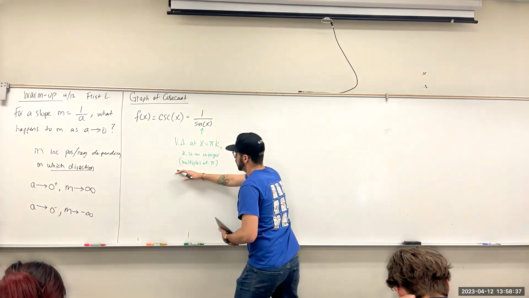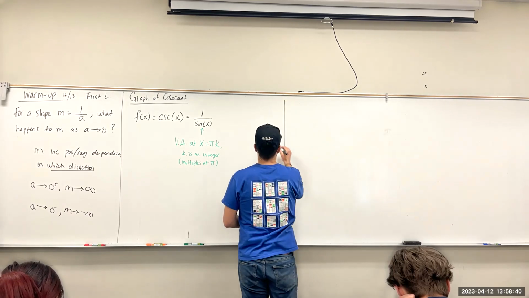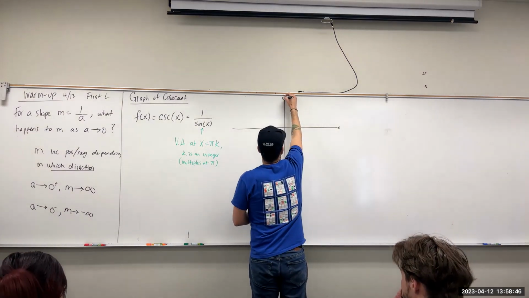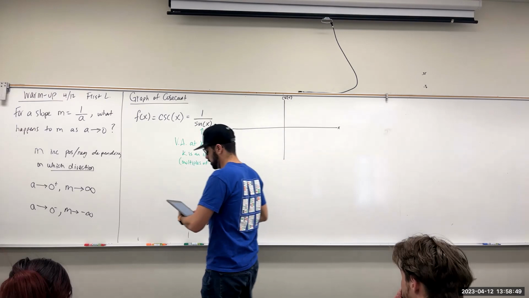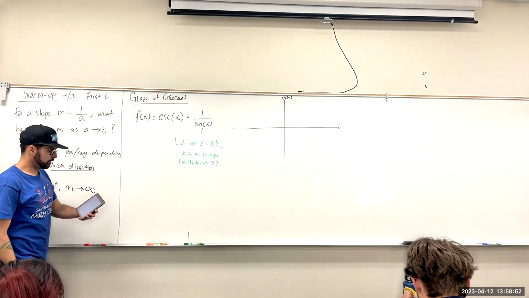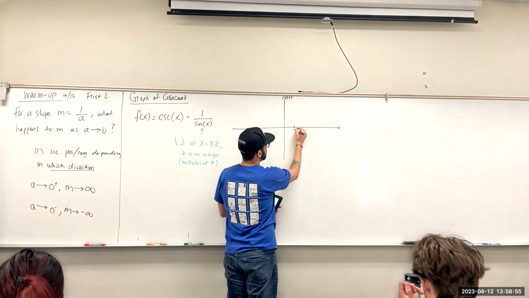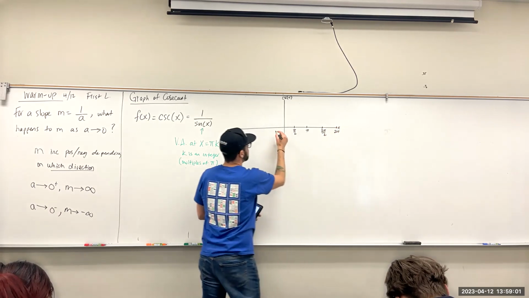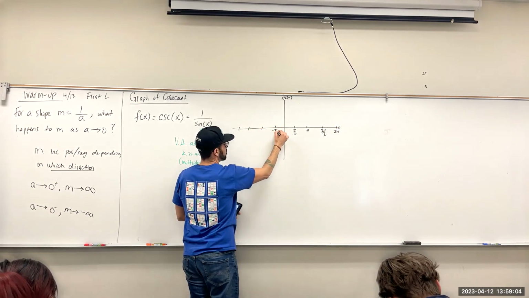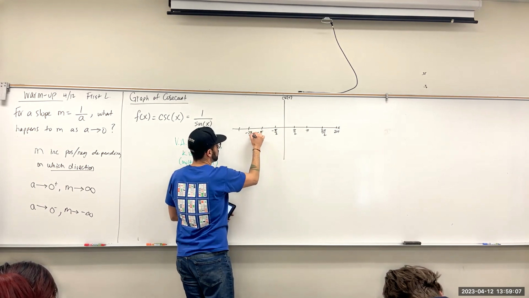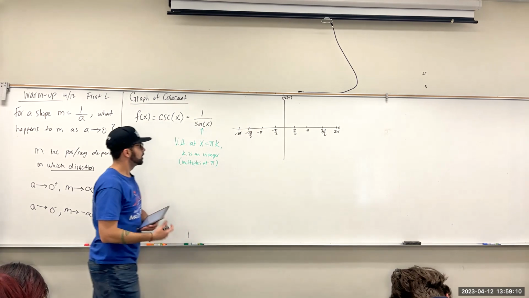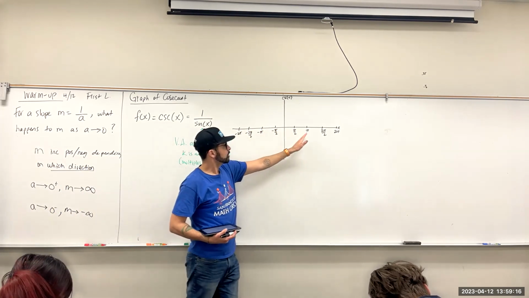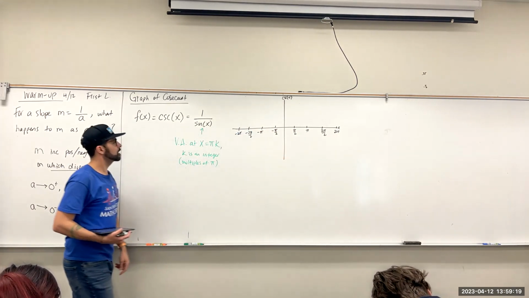So if I want to leave some room down here in your notes, if I want to get an idea of what the graph of this is going to look like, let's write down the usual angles: pi over 2, pi, 3 pi over 2, 2 pi. And the same thing here. We know that multiples of pi are going to be undefined. We're going to end up with asymptotes.